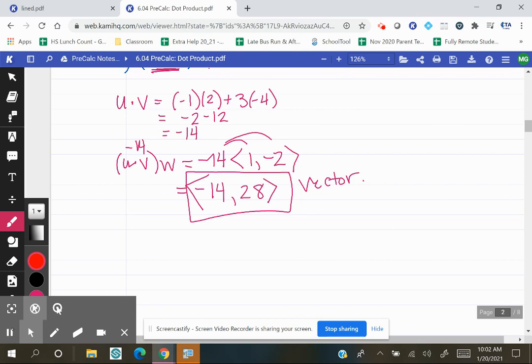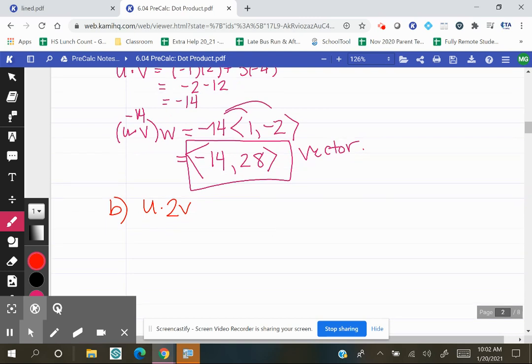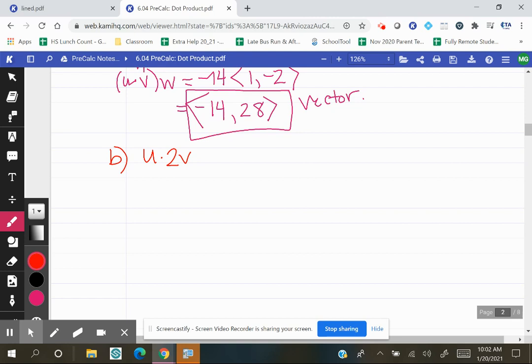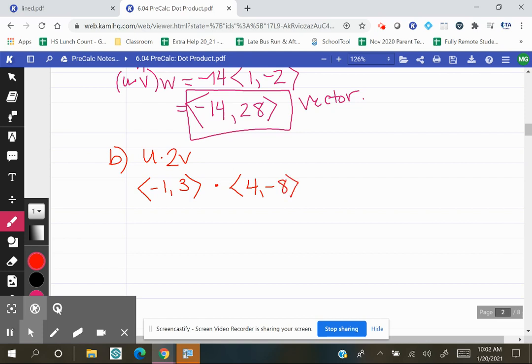Let's do this. Next one, let's do u dot 2 times v. All right, so pause the video and see if you can try and do this one on your own. All right, so vector u we know is -1, 3, and I want to find the dot product of 2 times vector v. So v is 2, -4, so I'm going to just multiply that by 2. So 2 times 2 is 4. -4 times 2 would be -8. So this right here is 2v, 2 times vector v.